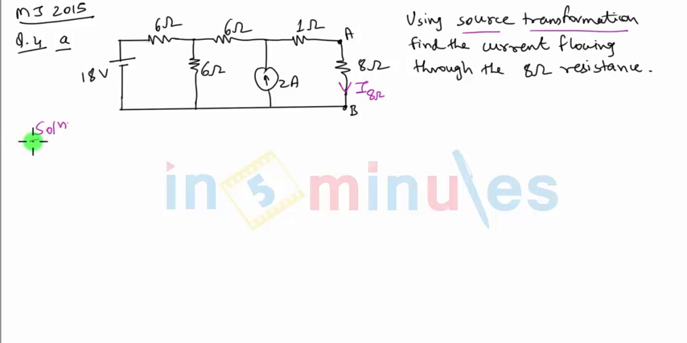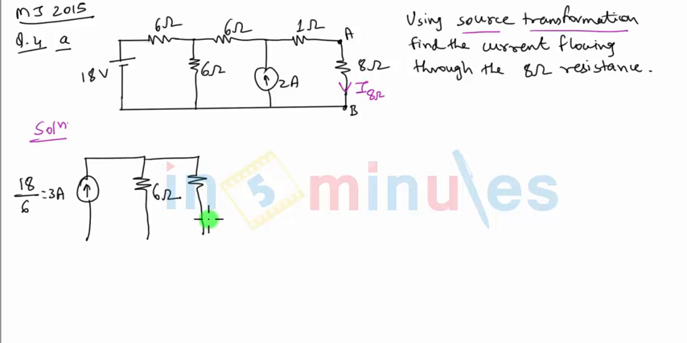As you can first see that this 18 volts voltage source and 6 ohm resistance both are in series, and hence we can apply the first transformation on voltage source and resistance series combination. When we do that, we will get a current source in parallel with the same resistance. So the resistance value will be 6 ohms. The current source value will be nothing but voltage source upon 6, that is 18 by 6, which is going to be 3 amperes. The rest of the circuit will remain same in this particular step.